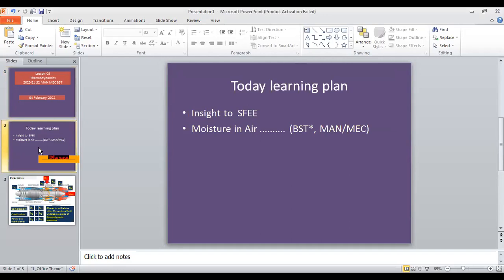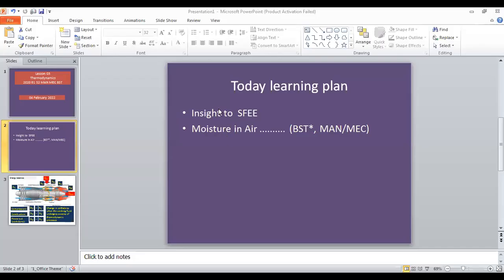Today, this is what the plan is. I just put here as insight to SFEE. Later we will know what this is. And also moisture in air. Understanding of moisture in air is very important. Of course, for BST, they are dealing with comfort, cooling and air conditioning solutions under building service technology. So you are very basic. Learning starts from moisture in air when it comes to air conditioning. So that is very important for manufacturing and mechatronics as well.